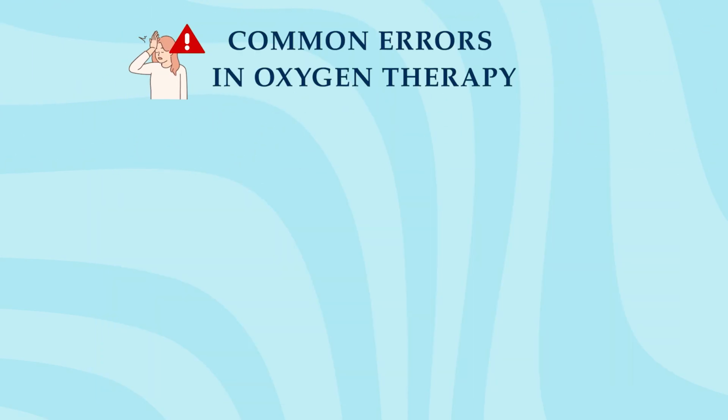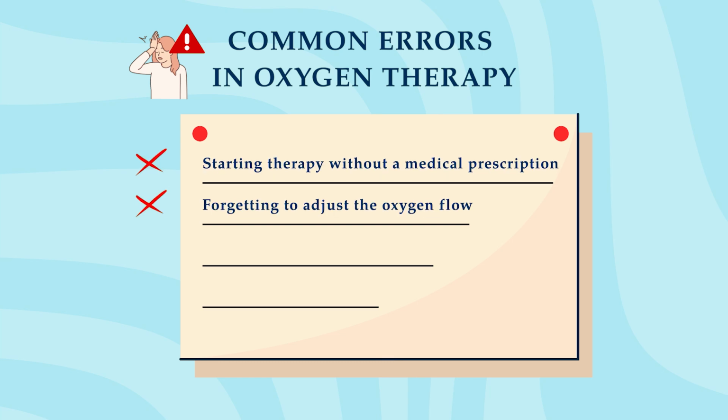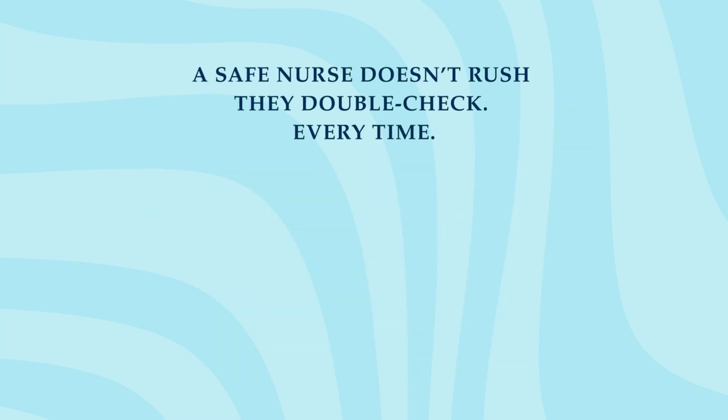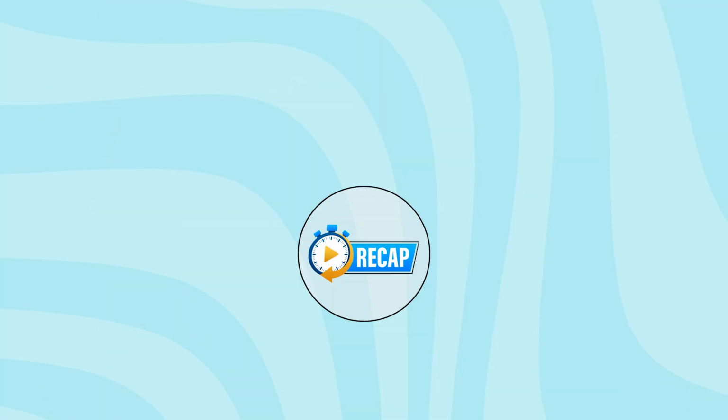The most frequent mistakes we see in clinical settings are starting therapy without a medical prescription, forgetting to adjust the flow rate, leaving the mask disconnected, failing to document the procedure, or worse, not observing the patient's response. A confident nurse doesn't rush. They double-check every time. Let's recap in a few seconds.